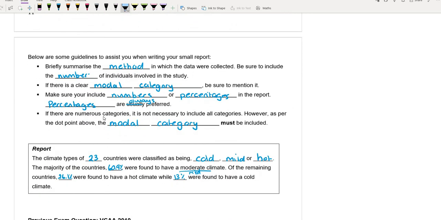The whole structure of the report follows this. You'll start off with a brief summary of how the data was collected, and how many people were involved in the data. Then mention your modal category or the distribution of the data, making sure you include numbers and percentages in your report. But when it comes to frequency and percentage, we always prefer percentages. So rather than just listing numbers, you list percentages.